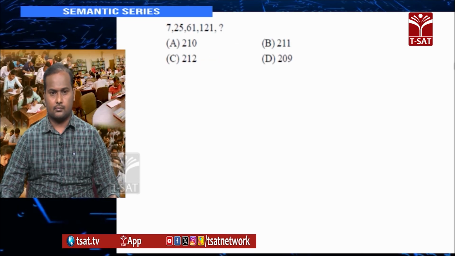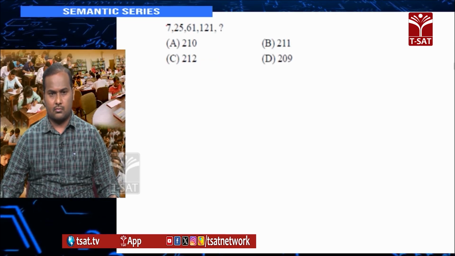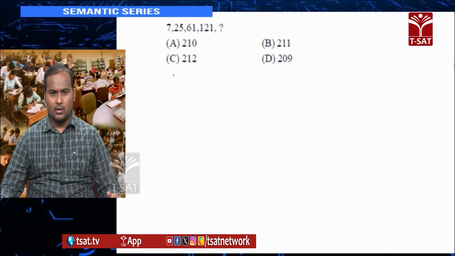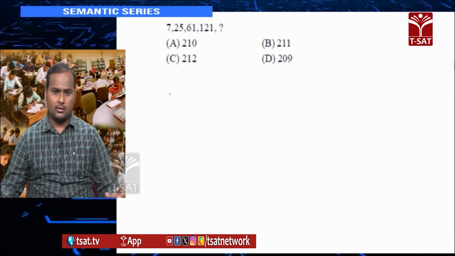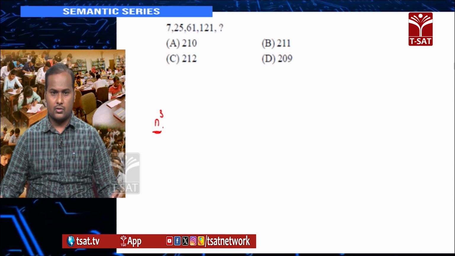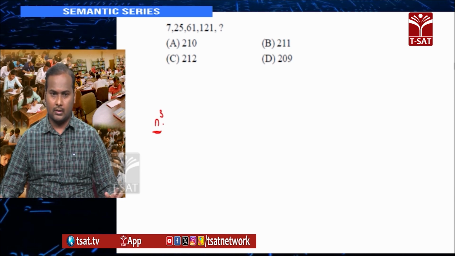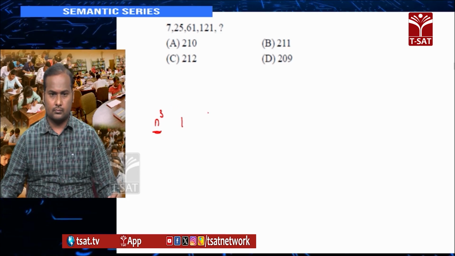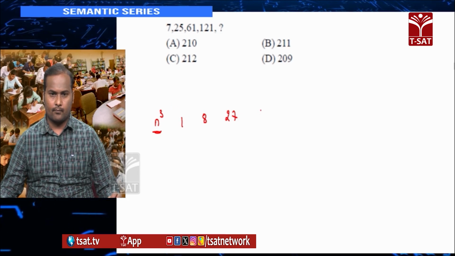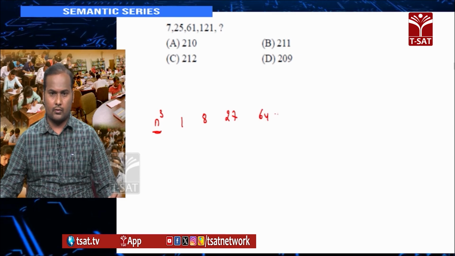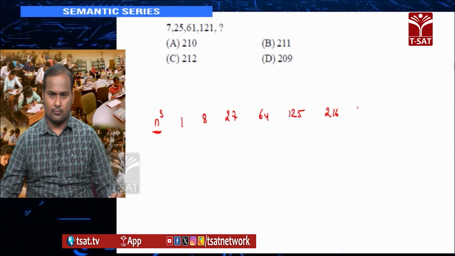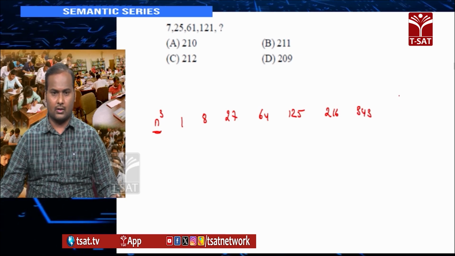So, let us see this question. The moment you see this question, 7, 25, 61 and 121, you need to immediately think about cubes, that is n cube. One should know cubes at least till 10. So 1 cube, 2 cube, 3 cube, 4 cube, 5 cube, 6 cube, 7 cube, and so on, at least till 10.